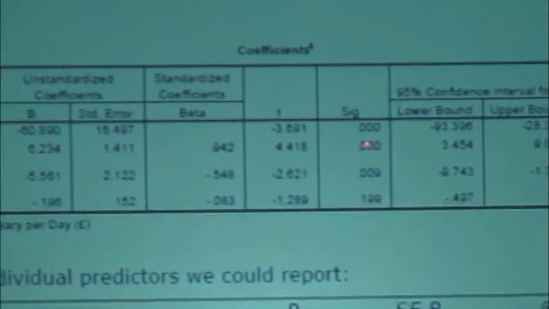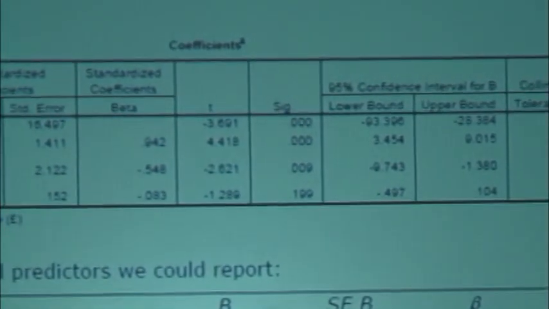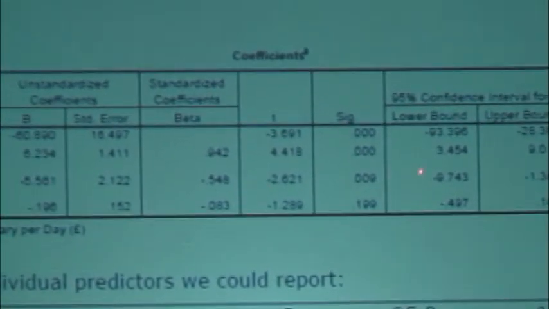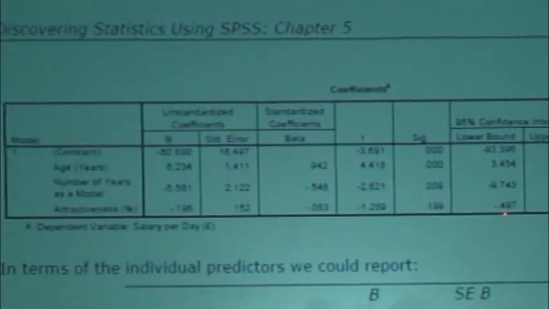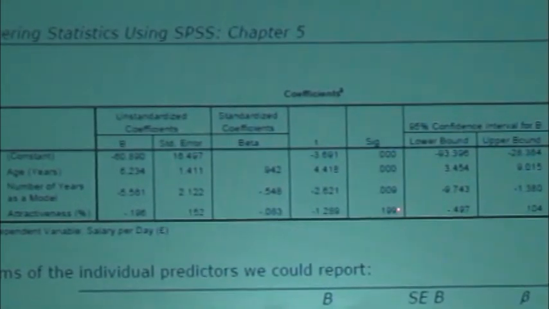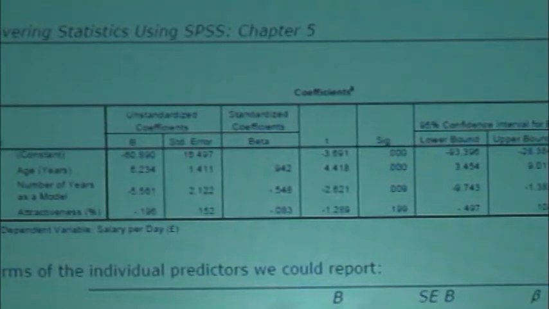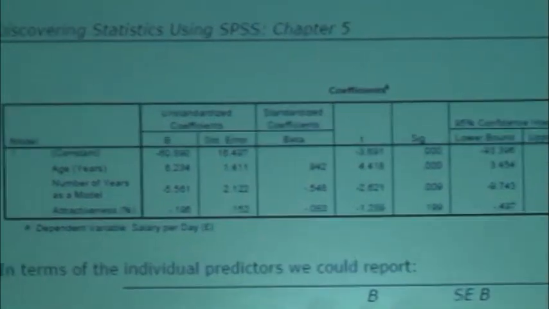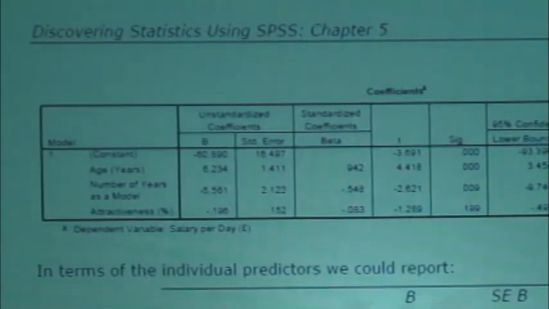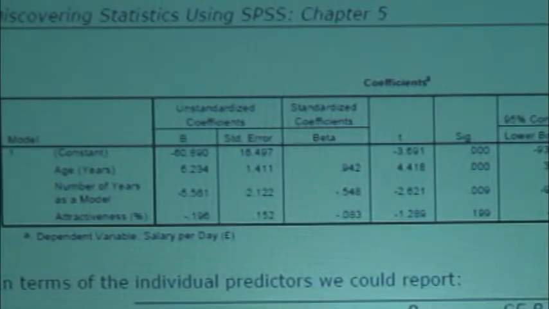For age, we can see that is significant. For number of years is significant, but attractiveness is not significant. So once you've controlled for... they don't give us the actual correlations, do they? But if we knew those correlations, we could see whether attractiveness by itself was a predictor, and then what happens is if you take away age and number of years, maybe it goes away. Those are the B weights you gave us.